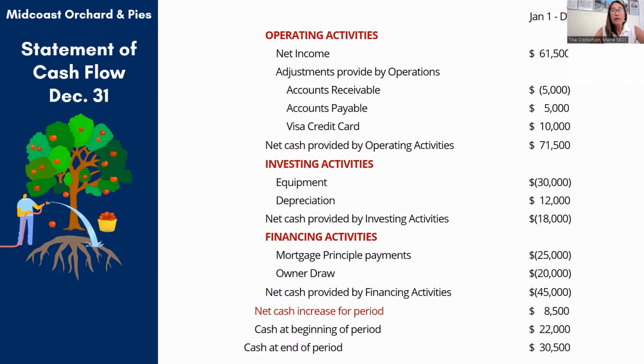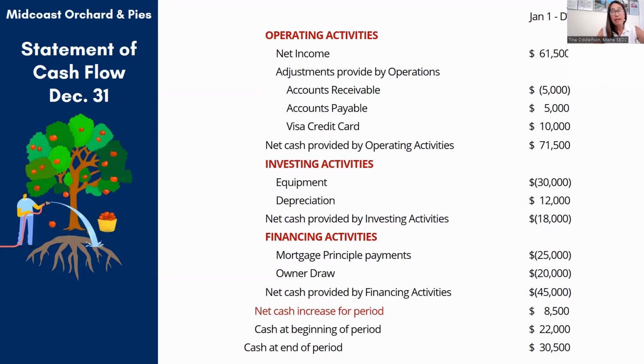So we know that we have $5,000 on our balance sheet in accounts receivable, money that people owe us for. We already booked that as revenue, so it's getting reflected in that $61,500, but we didn't actually get the cash. So we're going to back that number out.